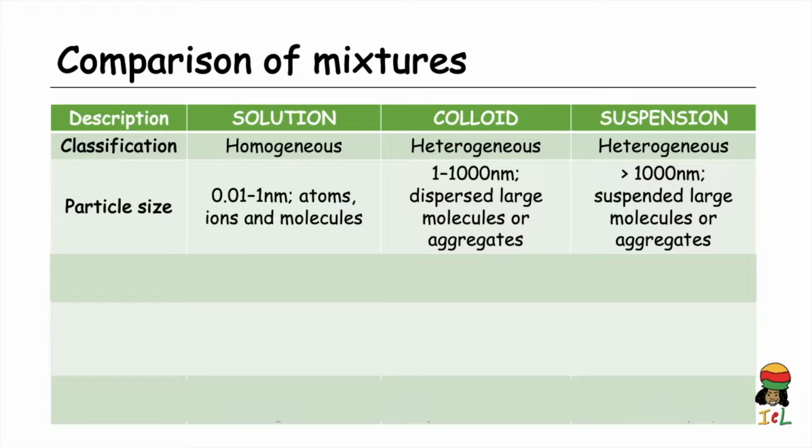The dispersed or aggregated particles of colloids are much larger than those of solutions and range between 1 to 1,000 nanometers, whereas suspensions have the largest particles with a size greater than 1,000 nanometers, and the particles are usually large enough to be seen with the unaided eye.